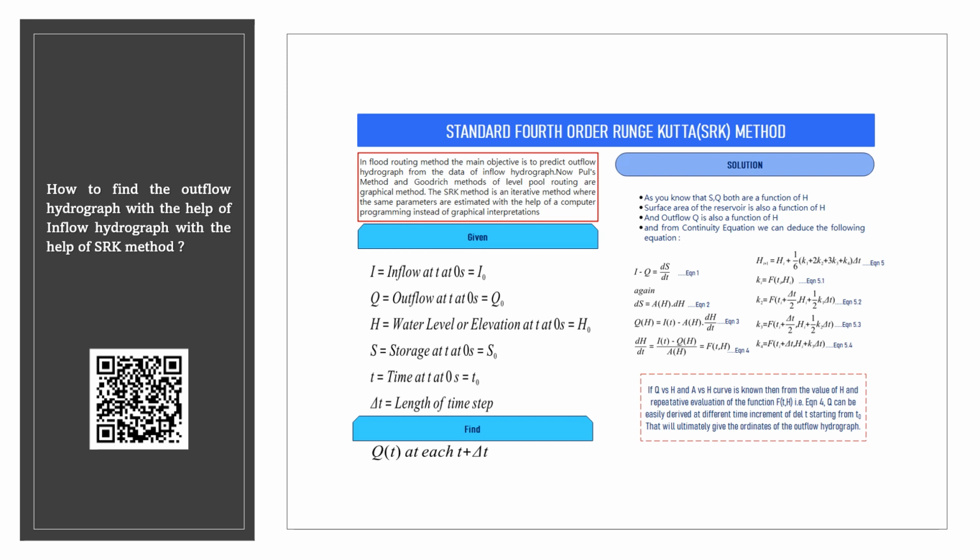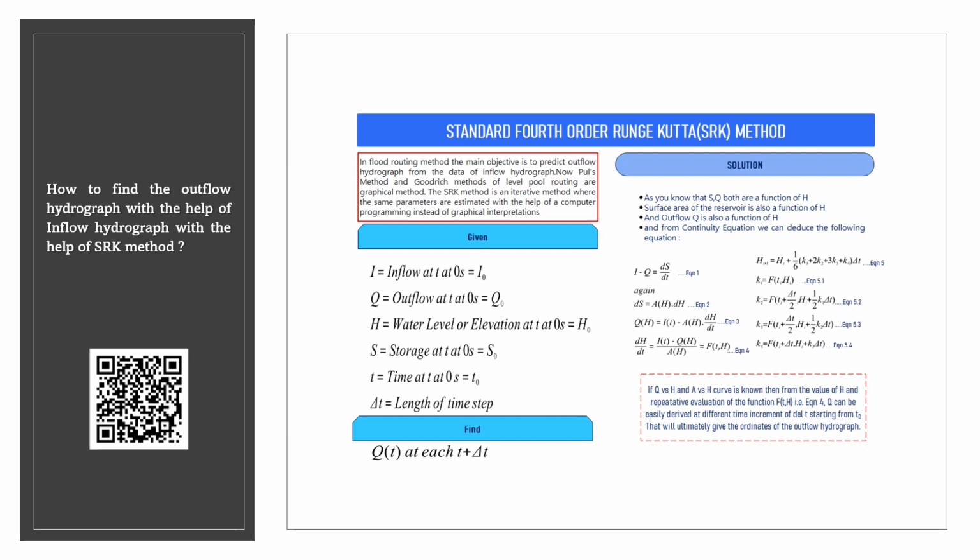So you will be given the inflow data, inflow discharge at t equal to 0, that means the initial time, then outflow at t equal to 0, water level or elevation at t equal to 0, storage at t equal to 0, and of course time t equal to 0. The initial time is represented by t0, t subscript 0. And also you will be provided the del t, the length of time step, the time increment.